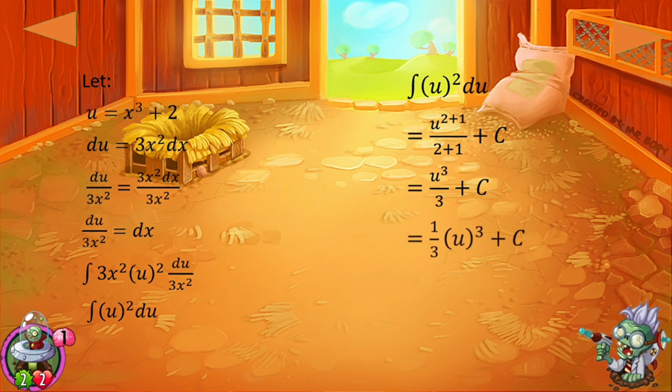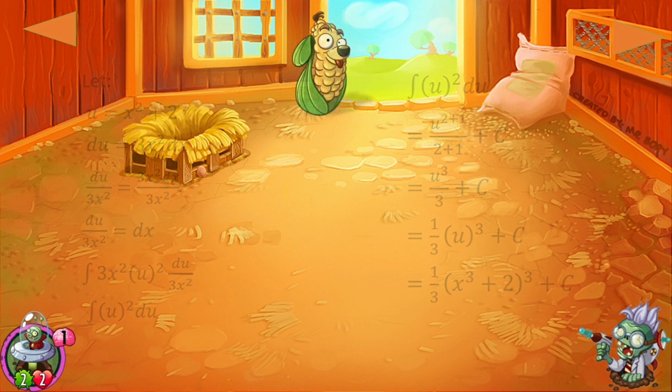Now let's take the 1/3, then times u cubed plus c, then substitute the u, which is x cubed plus 2. So the answer is 1/3 times (x cubed plus 2) raised to the power of 3 plus c. Let's now proceed to the next problem.